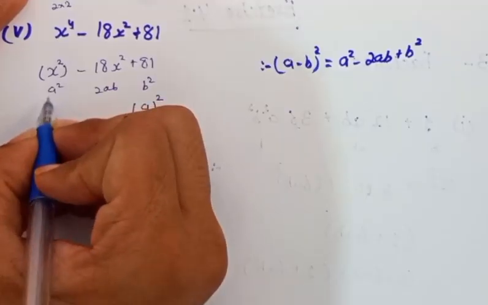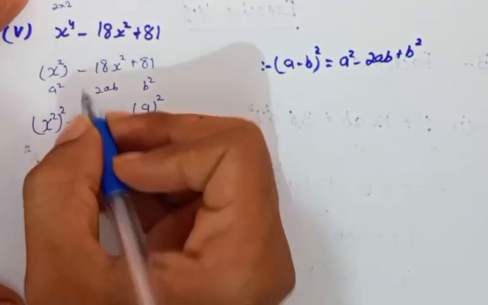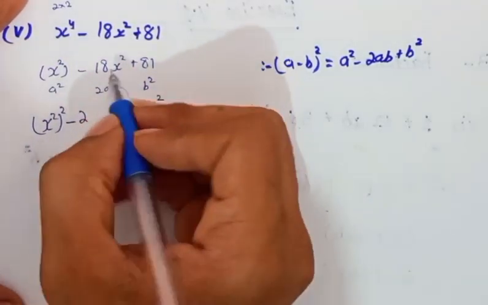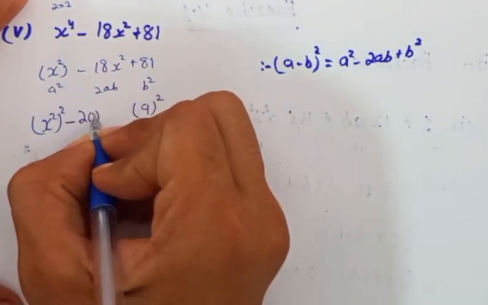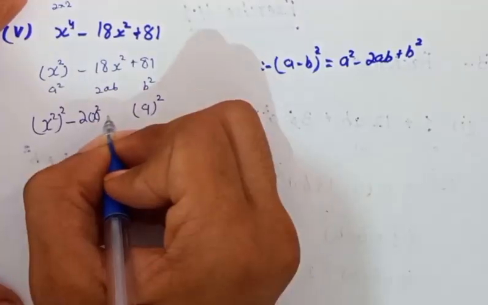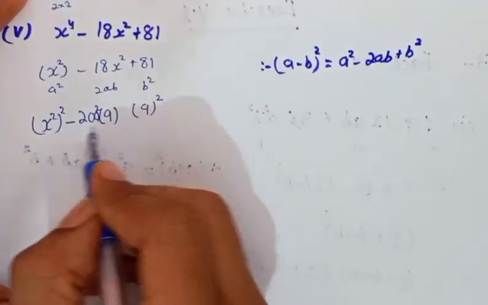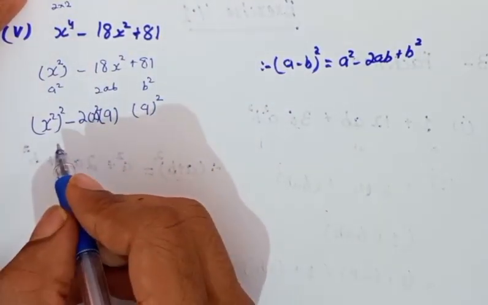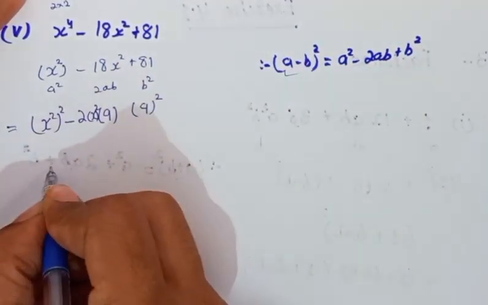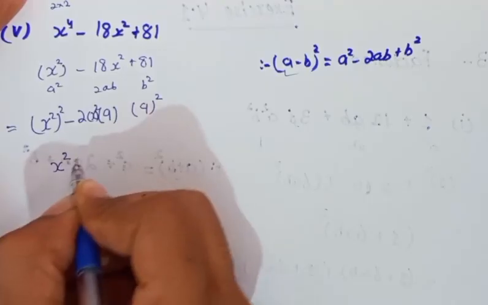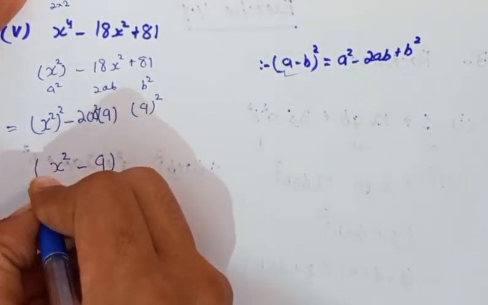So this a is x square all square minus 2. What is my a? A is my x square. What is my b? B is my 9. 2 multiply 9, 18. It will be 18. So it is the expanded form, so I'll write it shorter. What is my a? A is x square, minus, what is my b? B is my 9, all square.